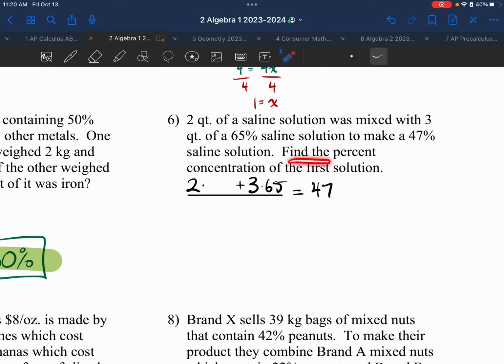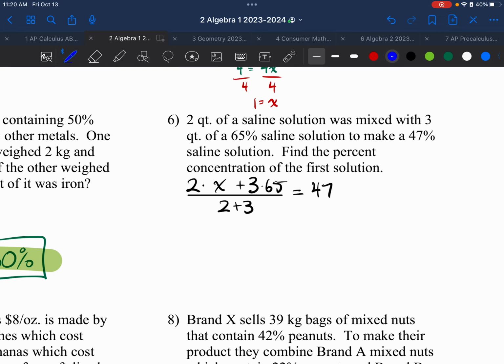And now it's saying, okay, find the percent of the concentration of the first solution. So the first solution that we didn't know the percentage that we have right here, that's going to be our x. And I'm going to have the 2 amounts. This amount comes down here. This amount comes down here. We're going to add those together for a total amount, 2 plus 3. And then we need to solve.